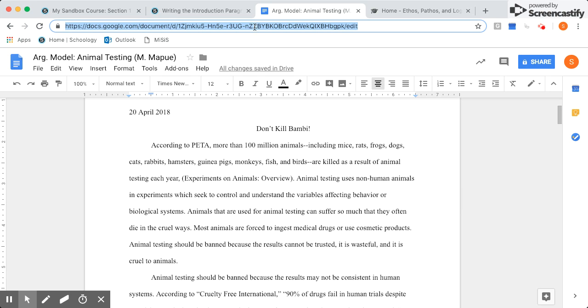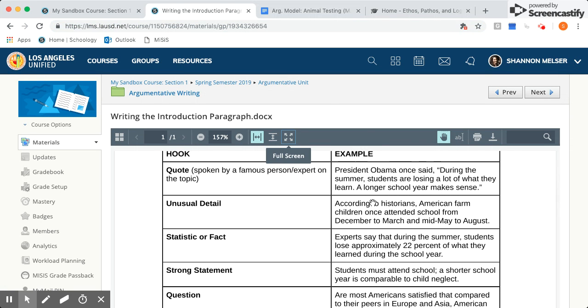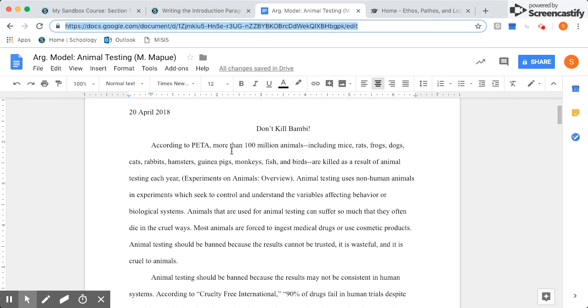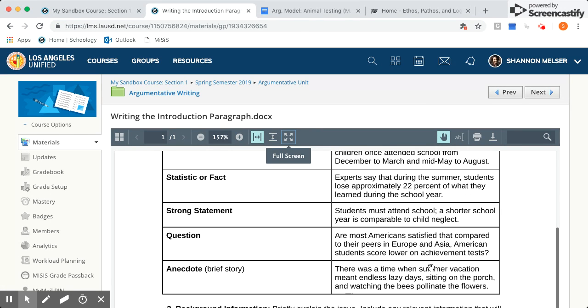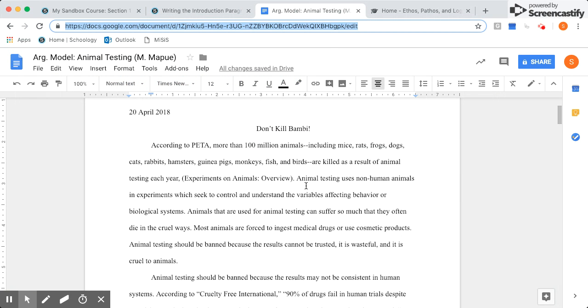Now let's go back to our introduction paragraph. It's a hook. So we have, let me back up, we have 100 million animals. So that's going to fall in this statistic category. It gives a number. It's meant to shock your reader, right?